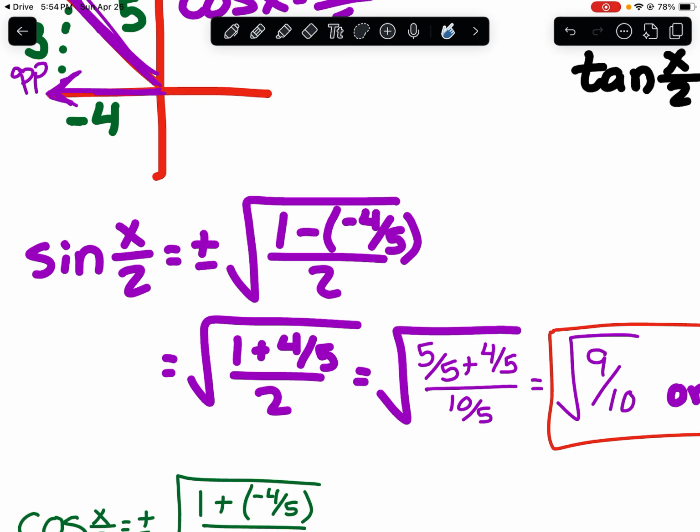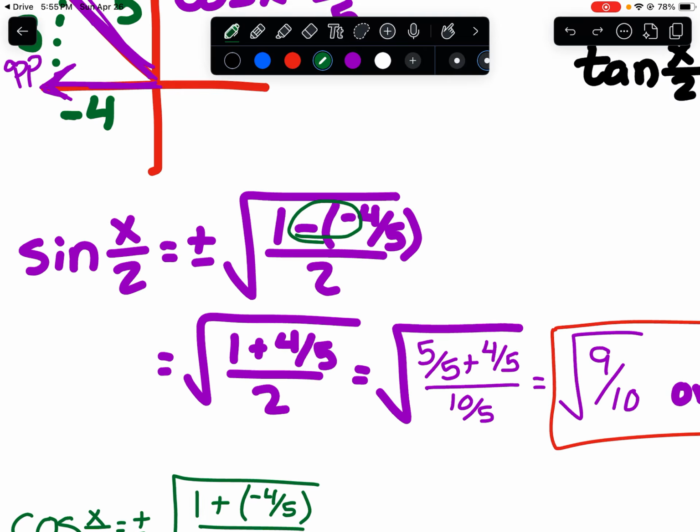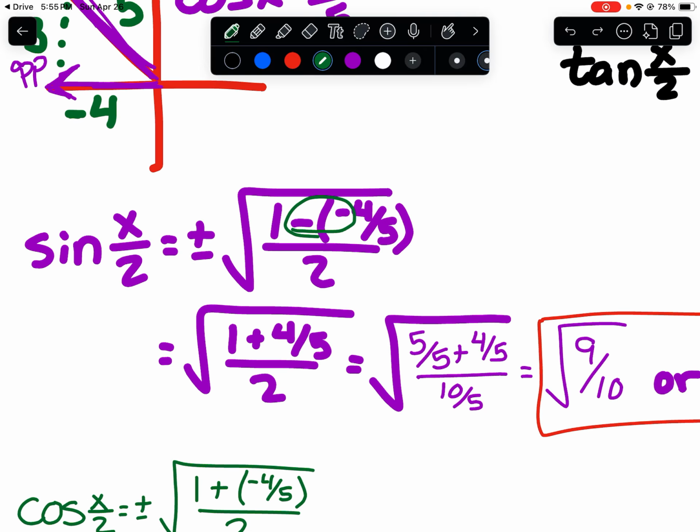So if we start with sine x over 2, I'm going to just keep the plus or minus sign in there to start with. But then I would have plus or minus square root of 1 minus, and then my cosine value is -4/5, and that would all be over 2. And now with simplifying, this minus and negative is going to turn into the plus here. So I've got 1 plus 4 over 5 over 2.